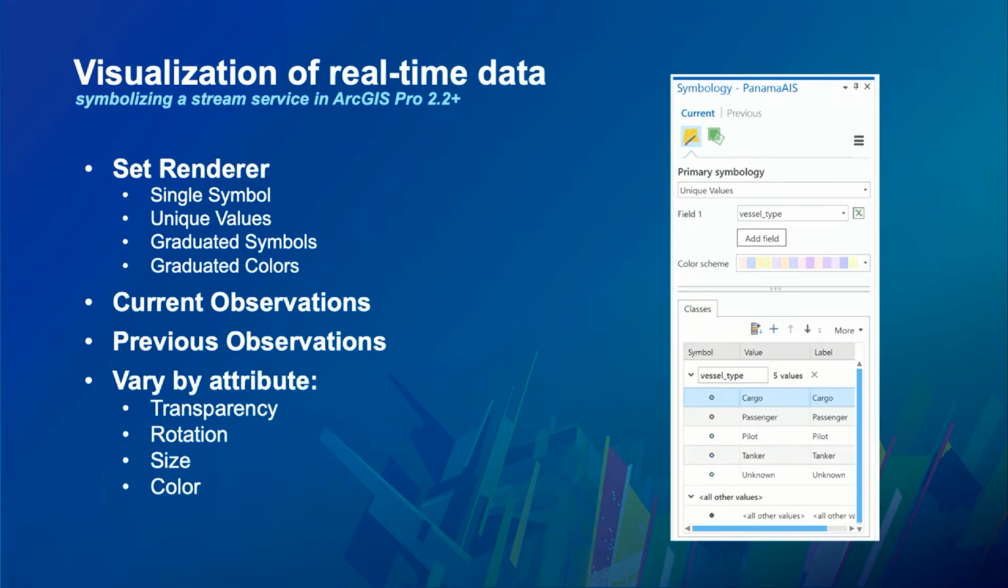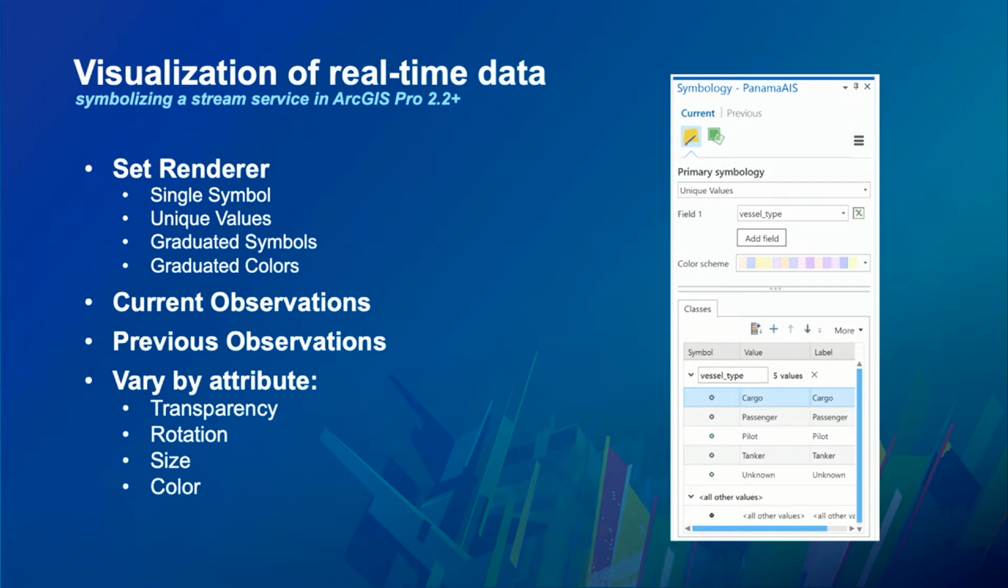These can be either different color variants. They could be totally different symbols for each one's unique symbols. You can also do graduated symbols. So if you want to do class breaks, you can put that in there as well. And you can also do different symbology for your current observations than for your previous observations.